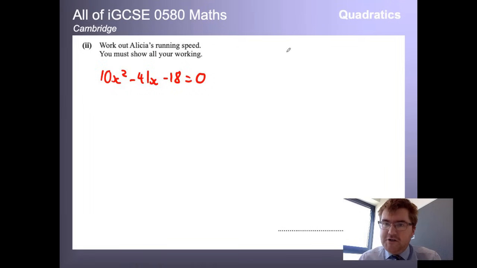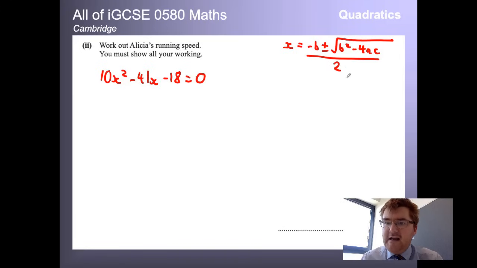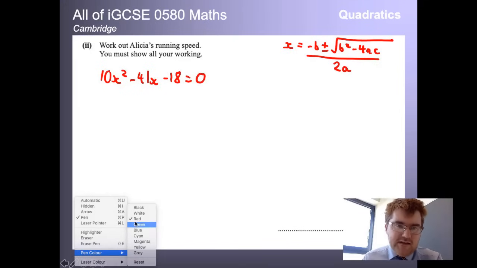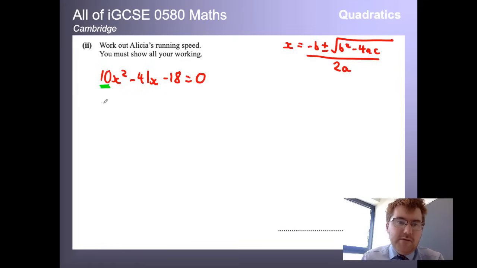Now this is on your formula sheet, but just a reminder, x is equal to minus b plus minus the square root of b squared minus 4ac all over 2a. In German, we call this the midnight formula because you need to recite it if you woke up at midnight. Now, what is a, b, and c? What are these numbers? So, I'm going to underline this for you now. This number represents the a, this number here represents the b, and this number here represents the c.